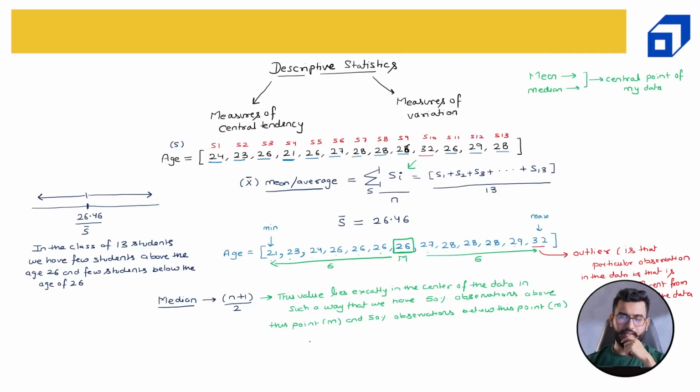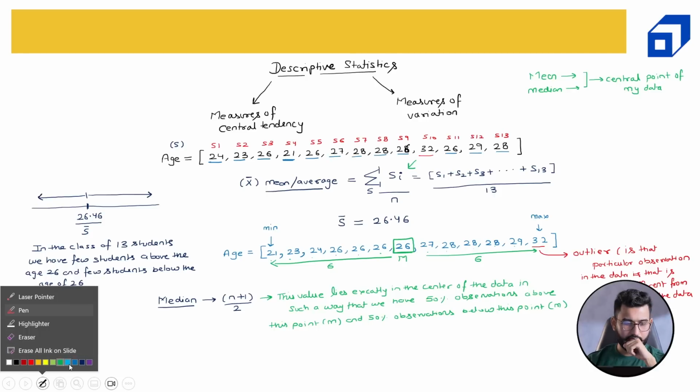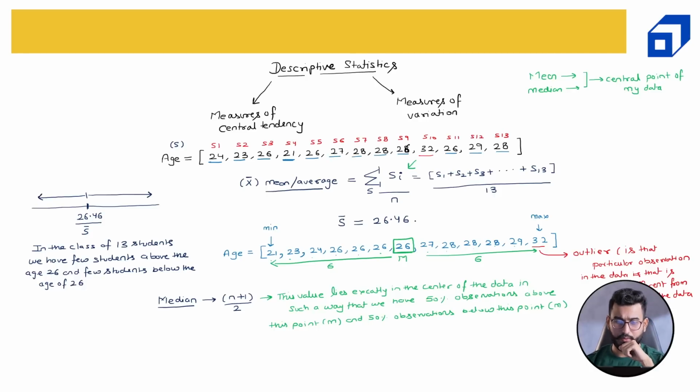But why is there a difference? Why is my average 26.46 and why is my median 26? This is because of this outlier, where I have the outlier on the higher end. So what has happened to the mean? My mean has also shifted towards the outlier.